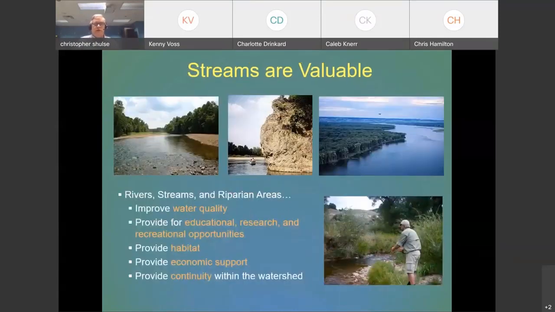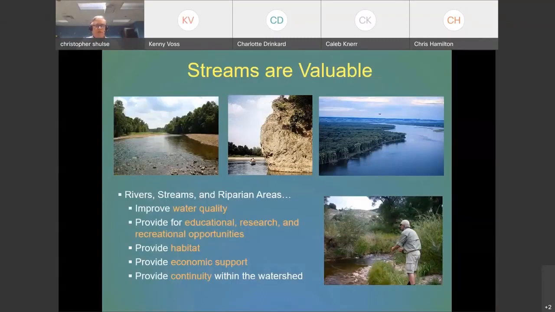Streams are also valuable. They also improve water quality. The riparian areas, or the vegetated areas along their banks, also help filter the water that's running off into streams, and it also provides habitat for many species that live along rivers and streams. Like wetlands, rivers and streams also provide educational, research, and recreational opportunities such as fishing.